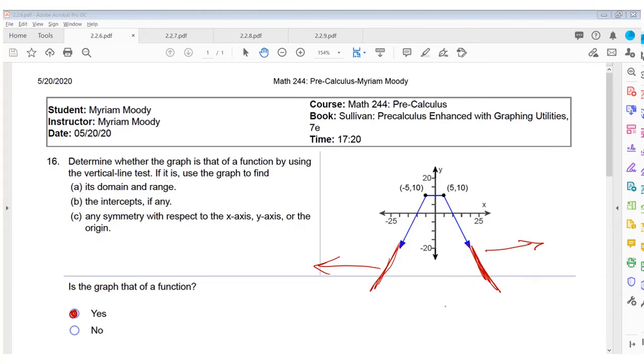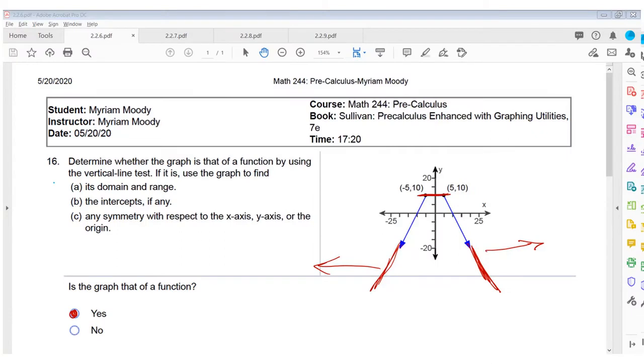Okay, how about the range? Yeah, we're starting at negative infinity, and it looks like you're ending at 10. Good. And on that 10, we have a bracket, because that's a solid line going through that 10 on the y-axis. And let me erase my line so you can see that it is solid.